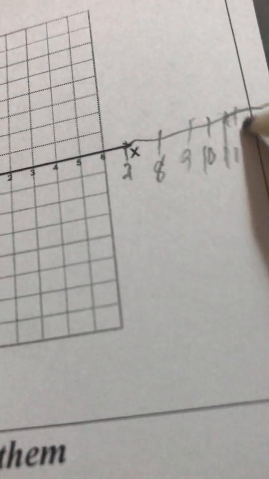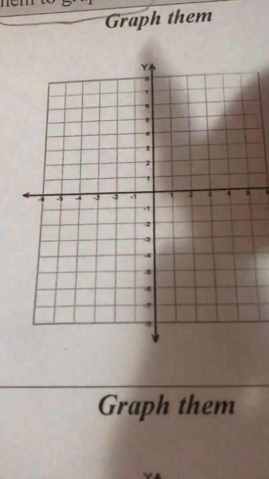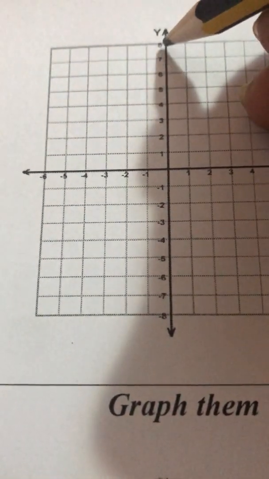8, 9, 10, 11. This is 11, and then 12 will be here. Let's say 12 is here, yes? Because my graph ended at 6. All right, so I want 12, 0. 12, 0 will be on the x-axis over here. And then I need 0, 8. My graph stopped at 8, yes.